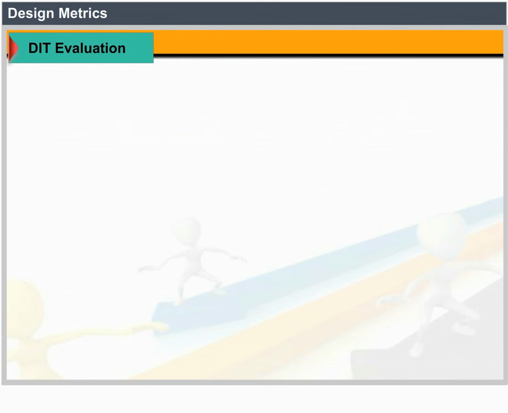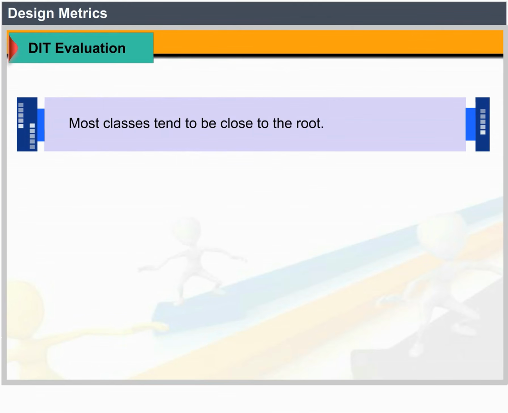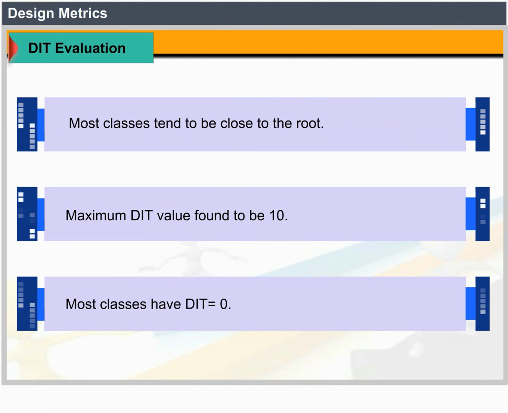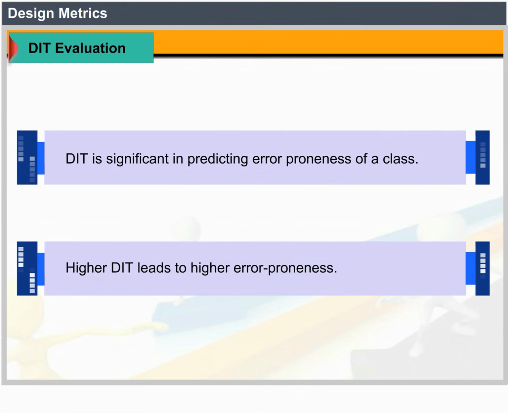DIT evaluation. Most classes tend to be close to the root. Maximum DIT value found to be 10. Most classes have DIT equaling 0. DIT is significant in predicting error proneness of a class. Higher DIT leads to higher error proneness.